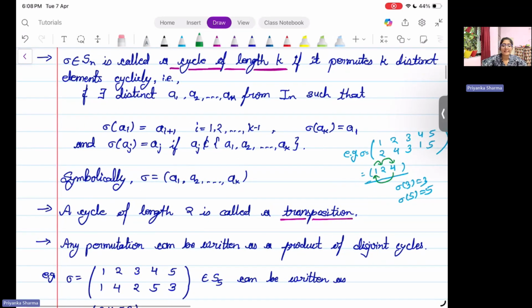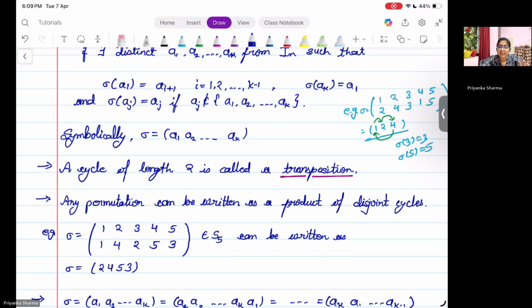Symbolically, we write it as sigma equals (a1 a2 ... ak), and a comma should not be there. There is a special type of cycle: if we have cycles of length 2, then those are called transpositions.